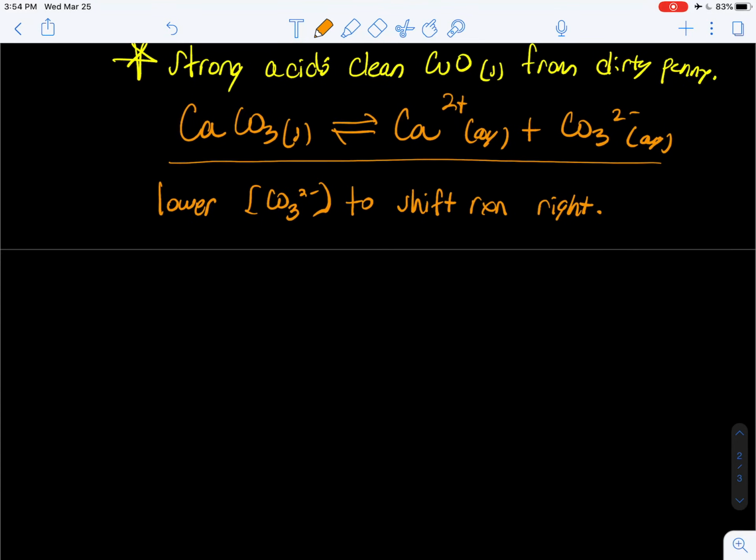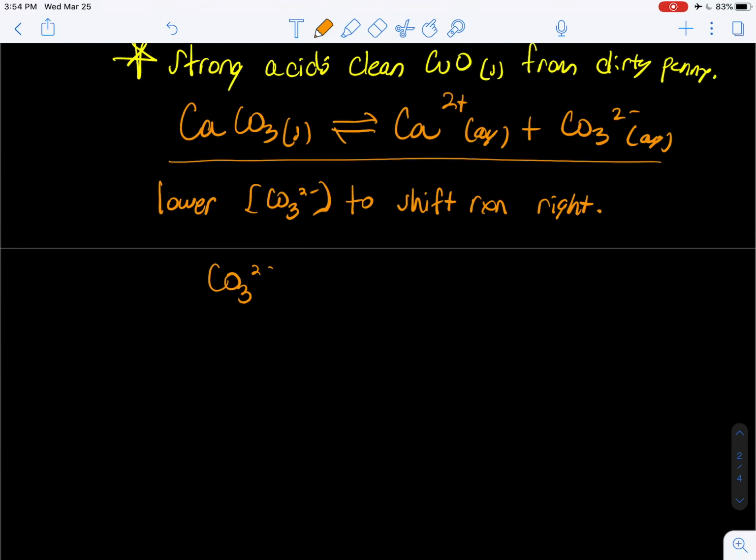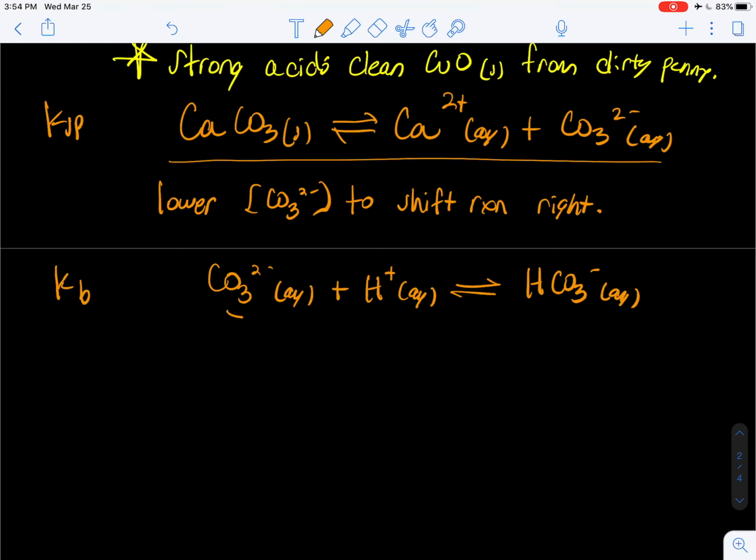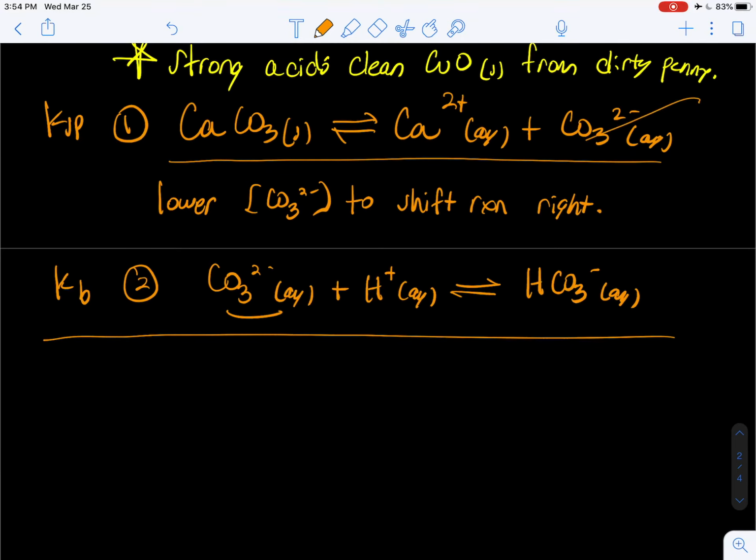And we do that by adding acid. If you take carbonate and you add H plus to this, you will get bicarbonate. Okay? This is the KSP. This is the KB for carbonate. If you take equation 1 and equation 2 and add them up together, you will see how carbonate cancels from both of these equations, and you get a net chemical equation that looks like this.